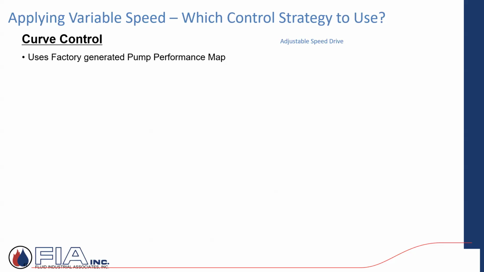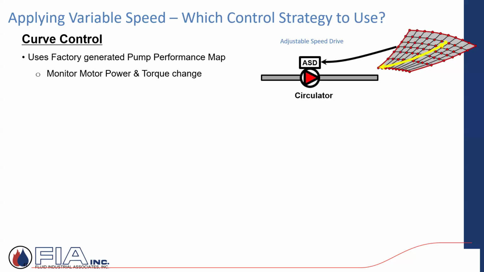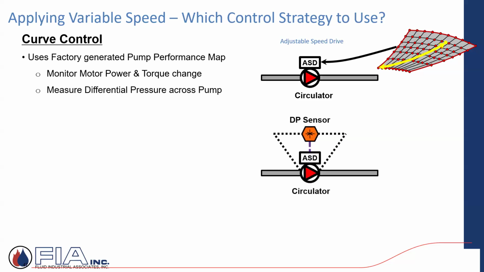So as you get into applying variable speed, there's, I guess, a couple of different methodologies, if you will. And when we finish this, we're going to jump into some of what's becoming pretty popular, in the right application, where some of the VFD stuff is built right into the pumps. But curve control, what are some of the strategies? You can use a factory generated pump performance map, and it's monitoring motor power and torque change. So it's built right into the pump itself.